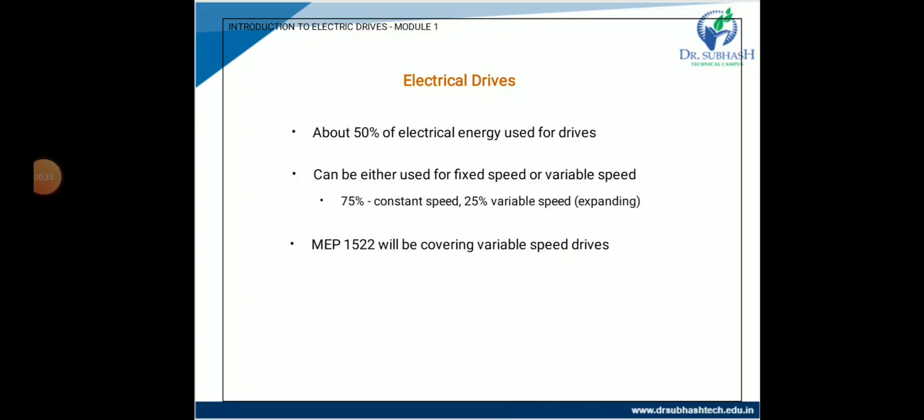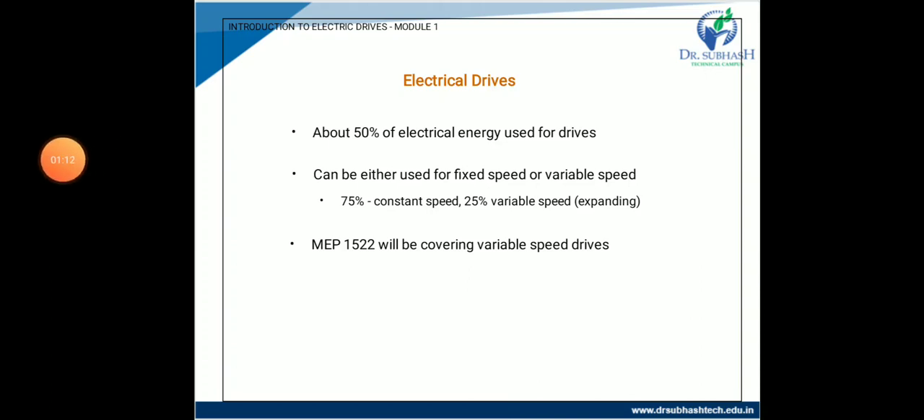About 50% of the total electrical energy is used for drives. So this is a huge topic. Most of the electrical energy is utilized in electrical drives, so be careful about their losses, their features, and their applications. They can be used for either fixed speed or variable speed. Of that, 70 to 75 percent is constant speed and 25% is variable speed.